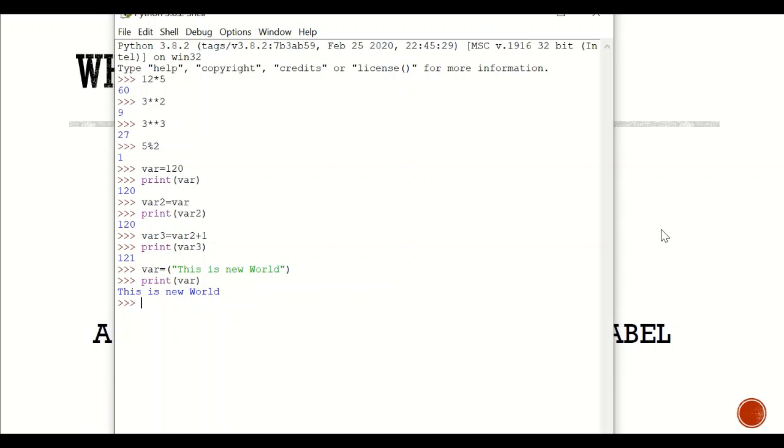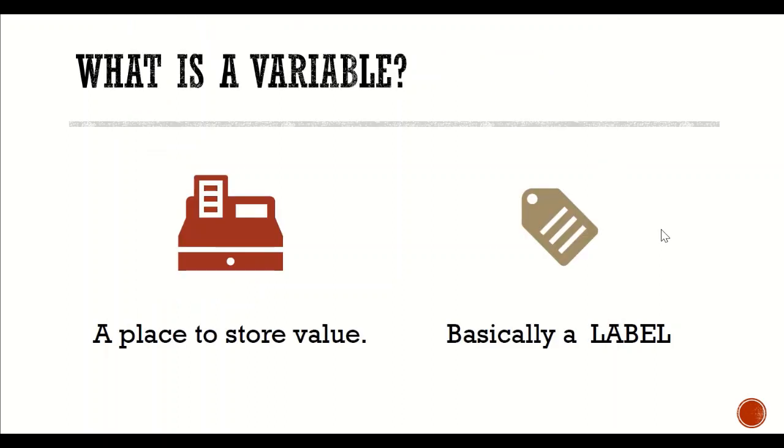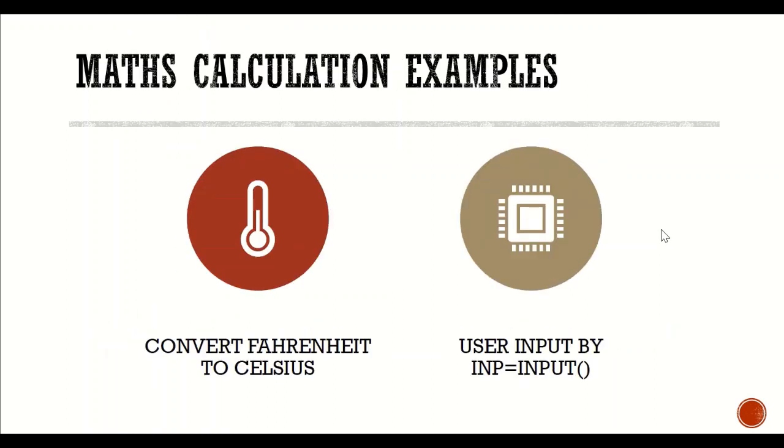Variable is a very important concept, and all programs invariably use variables. Okay, let us quickly jump into some actual mathematical operation examples of Python. The first one is converting Fahrenheit temperature to Celsius. Here I'll also introduce a new method, which is called the input method. So this var will take input from the user.